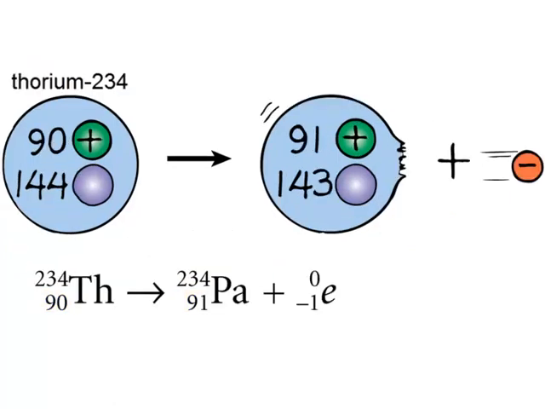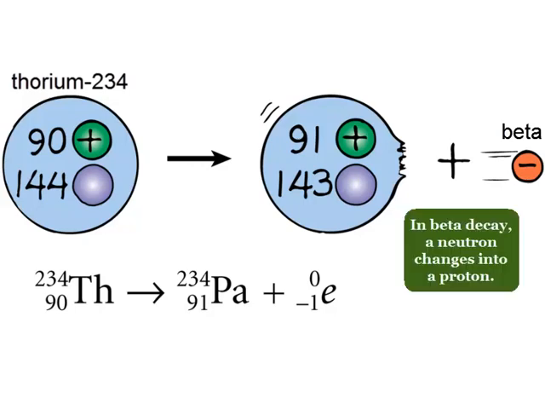Thorium-234 is also radioactive. When it decays, it emits a beta particle, an electron ejected from the nucleus. When a beta particle is ejected, a neutron changes into a proton. The new nucleus then has 91 protons and is no longer thorium. It is the element protactinium. The atomic number is increased by 1 in this process, but the mass number remains the same.